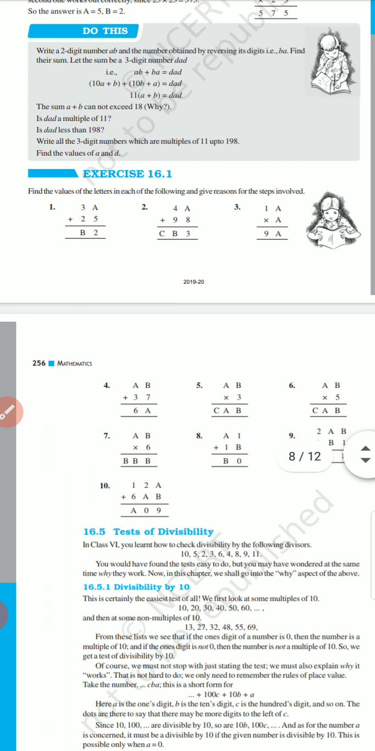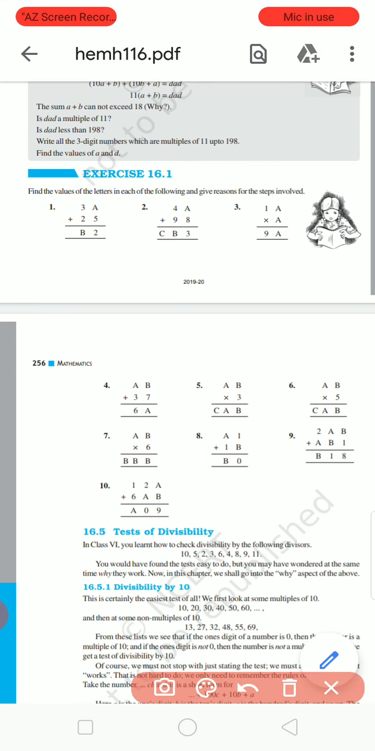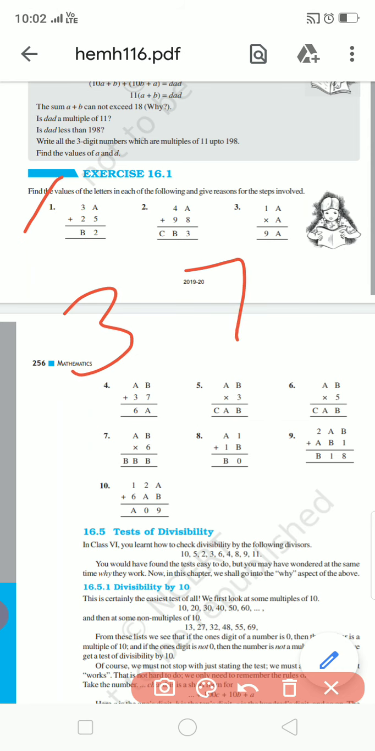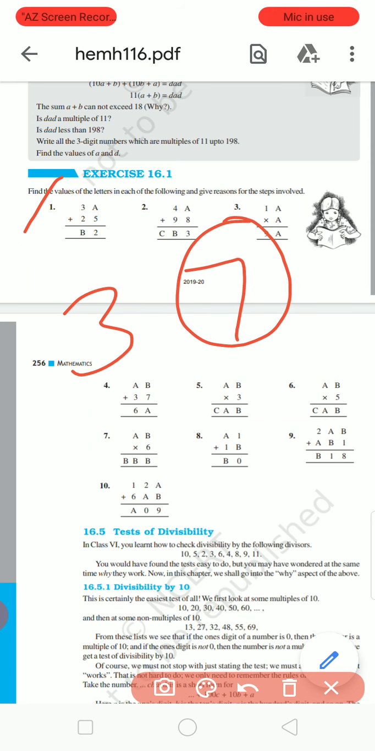Let us come to the exercise. This is 16.1, first question. You can see here, so what to add with 5 to get 2? This is 5 plus 7 is 12. So B can be any number after adding this. So 3. Instead of A we will write 7 and circle it because this is our answer, or you can write it with a different pen.